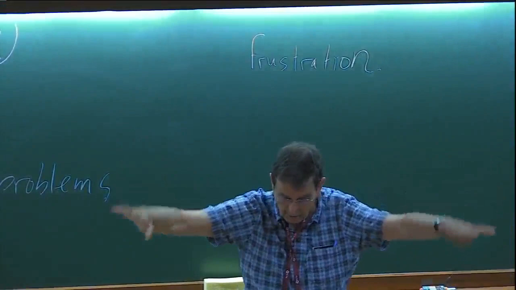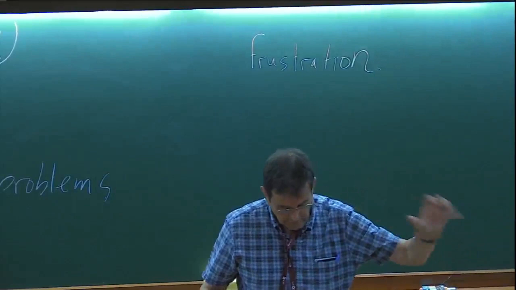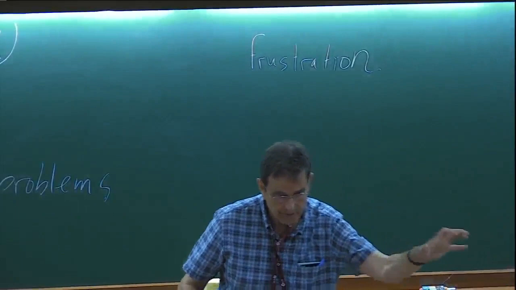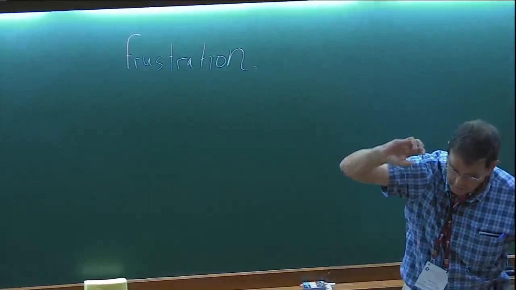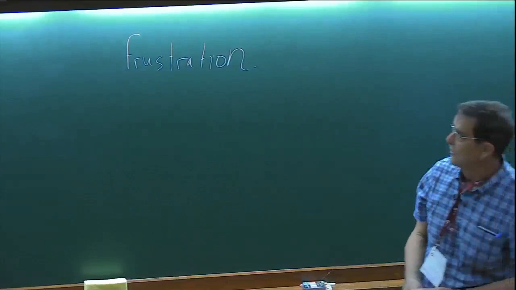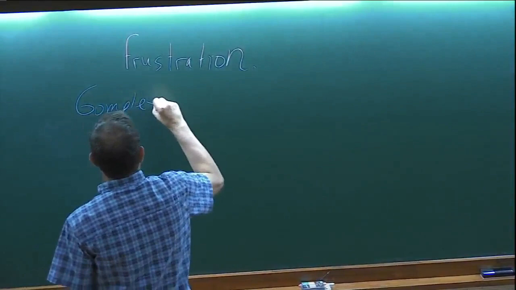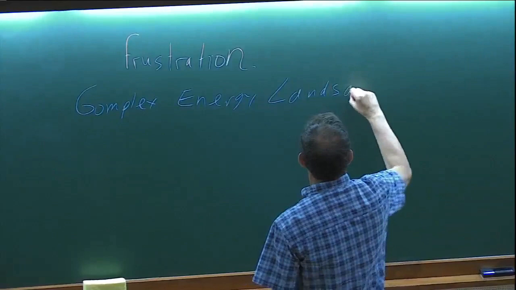But no value of the variables which you're using to minimize will simultaneously minimize each piece in the energy. That's frustration or competition. And so a simple algorithm where you just take one of the variables and take it to its value, which locally minimizes the energy, and the second one locally minimize, this doesn't work because you have a complex energy landscape because of this effect of competition. Frustration means competition.